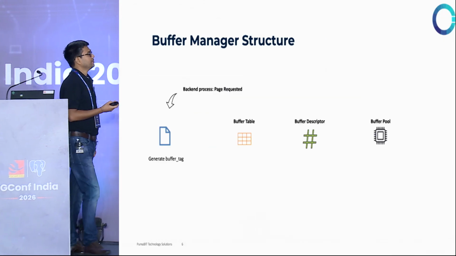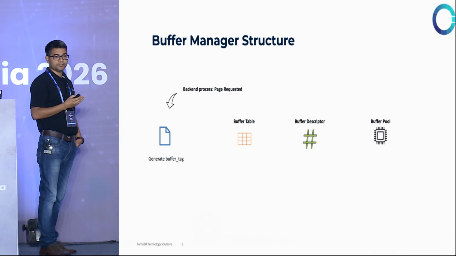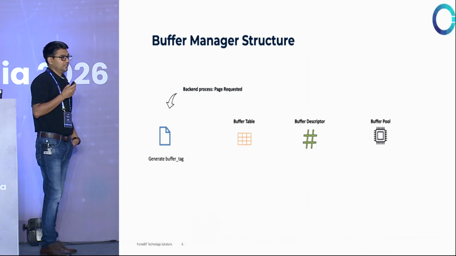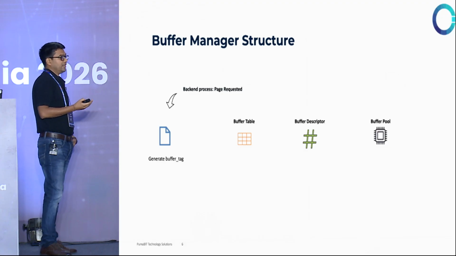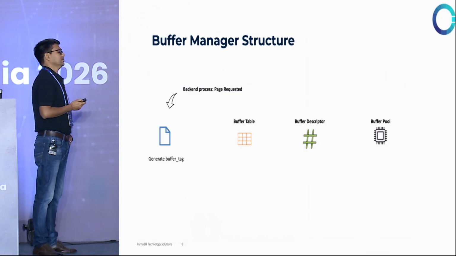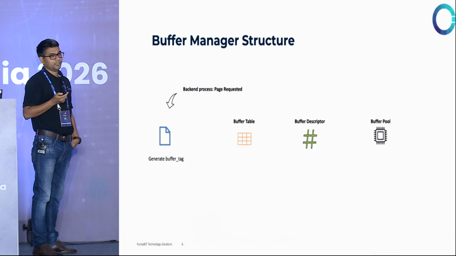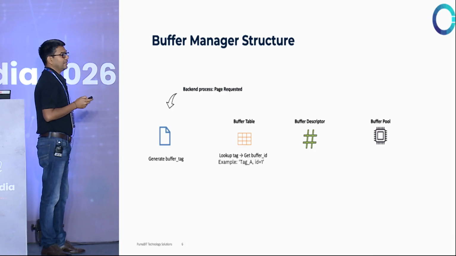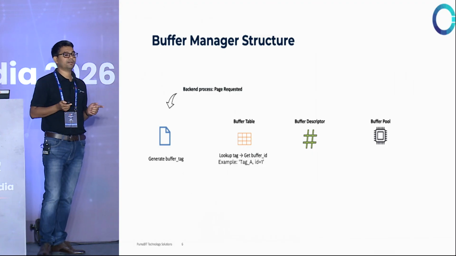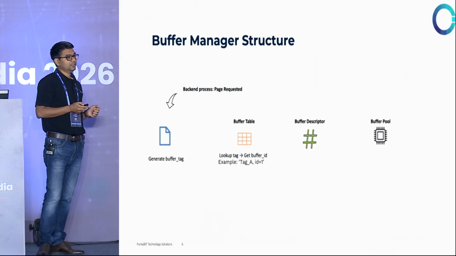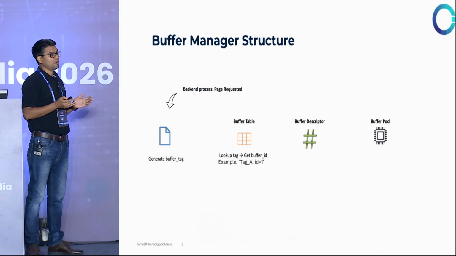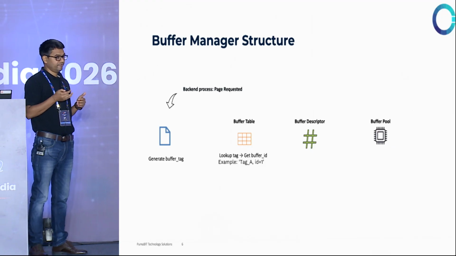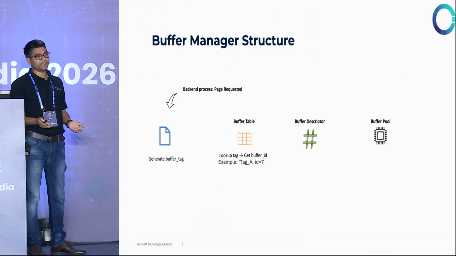So just to give an example, this is how the flow works. The backend processes the request for a particular page, and in our layer 1, it generates the buffer tag to identify the particular object you are looking for. The buffer table has a mapping of your buffer tag and buffer ID. So it has all the information to access your page from memory, or if that page does not exist in the memory, it will go to the disk.